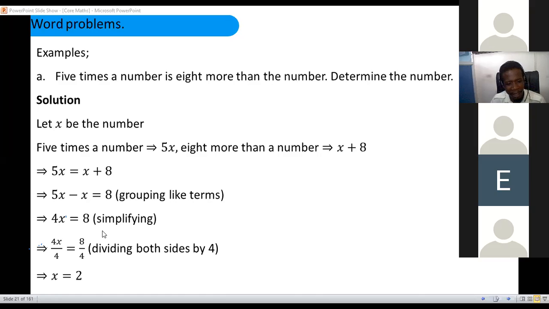Now when we divide both sides by 4, we are going to have 4x divided by 4. That will give us x is equal to 8 divided by 4. That will give us 2. So the number is 2.